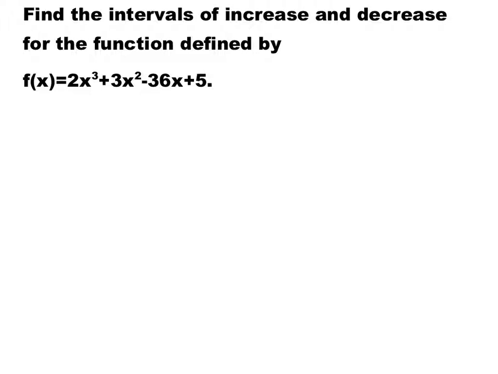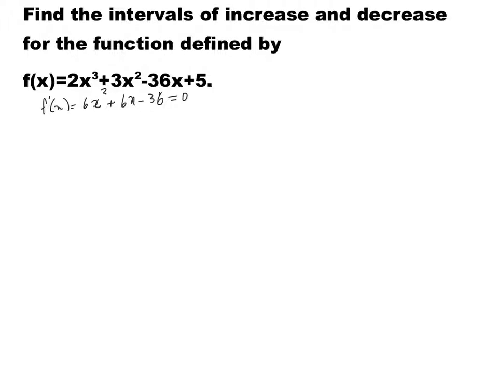The first example is asking us to find the intervals of increase and decrease for the function defined by f of x equals 2x cubed plus 3x squared minus 36x plus 5. As we said before, to find the intervals of increasing or decreasing, we just find the first derivative and then we make it equal to 0. So f prime of x is going to be 6x squared plus 6x minus 36. We make it equal to 0.